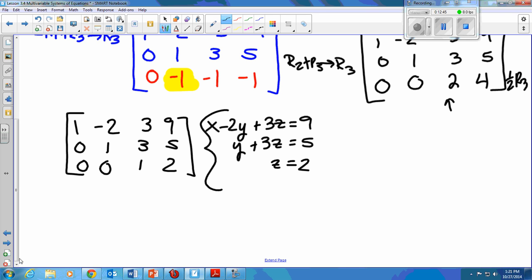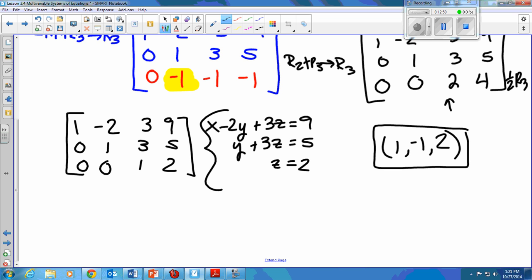So if z is 2 and you plug that back in, y would be negative 1 and x would be, what did we get on the last problem? 1. So there's our answer. So this system of planes has one solution. It's the point 1, negative 1, 2.